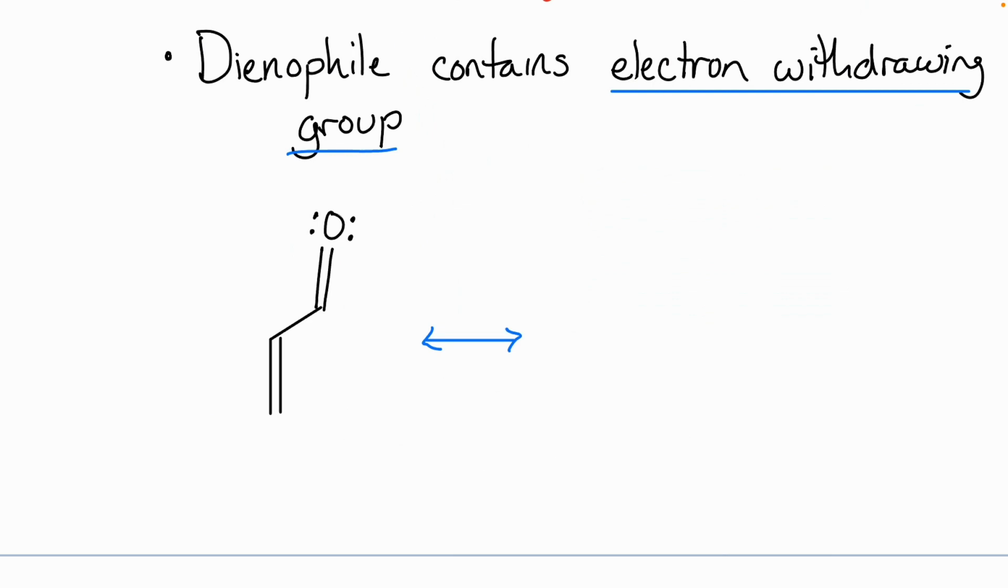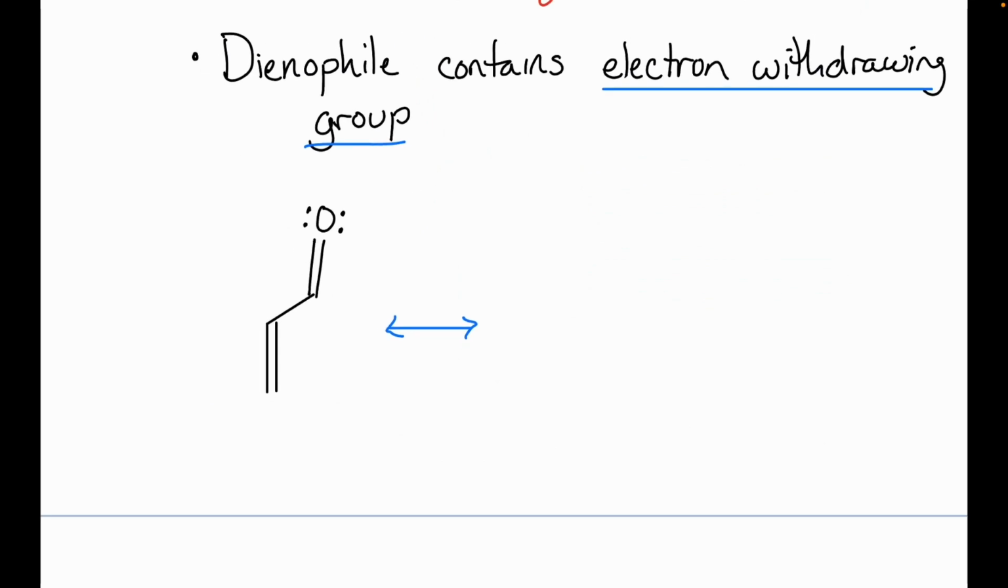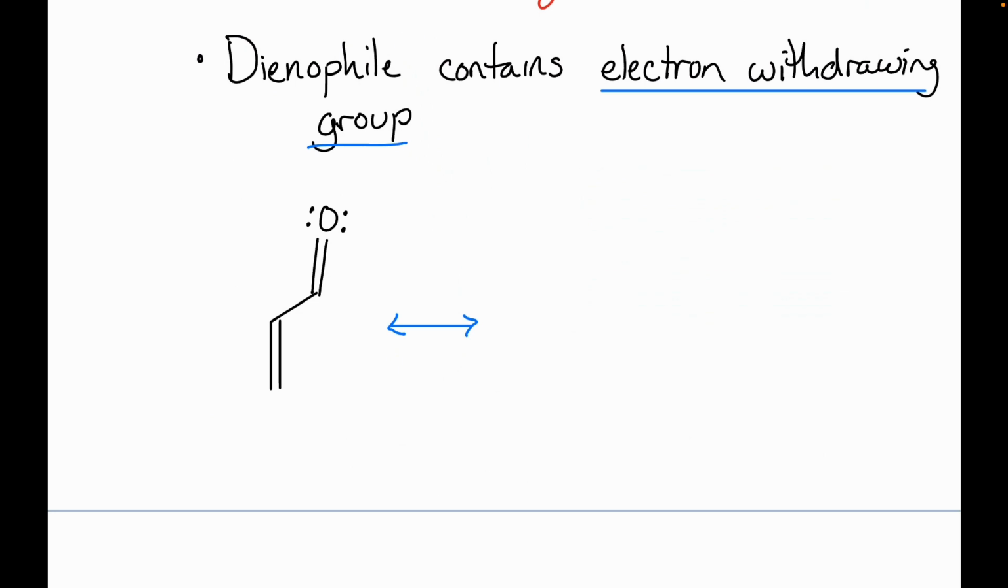I want you to take a second and see if you can draw me a resonance structure for this molecule right here. It's got this carbonyl carbon located in the allylic position. See if you can use a resonance structure to illustrate the electron withdrawing effect of this group.